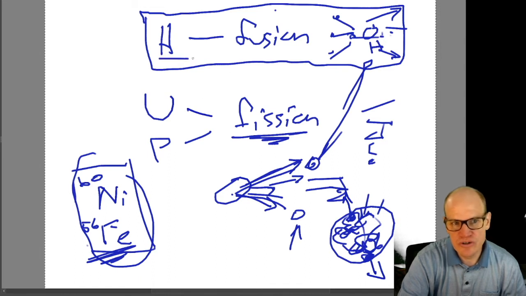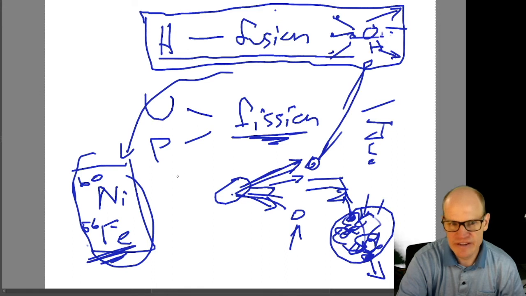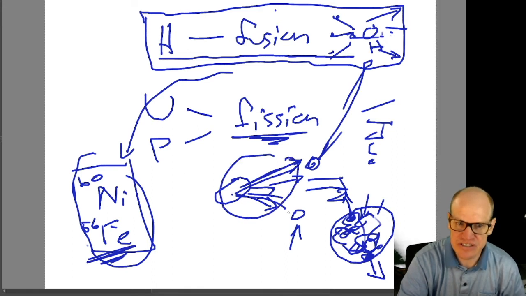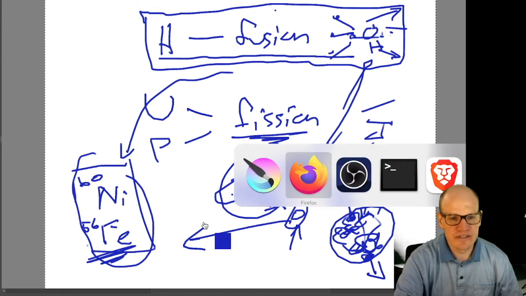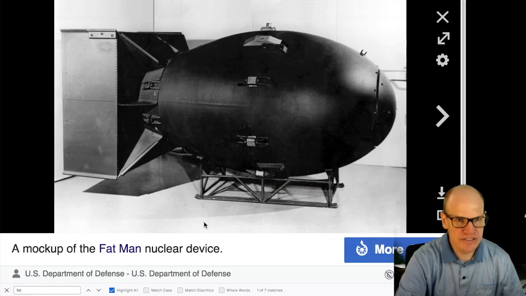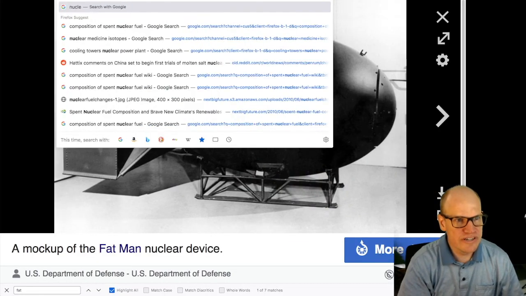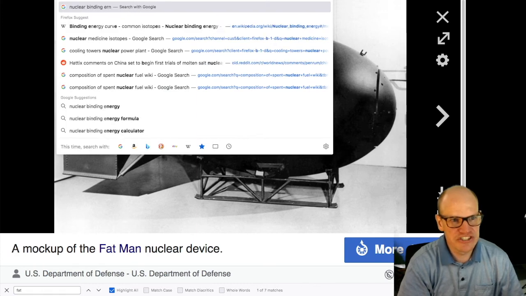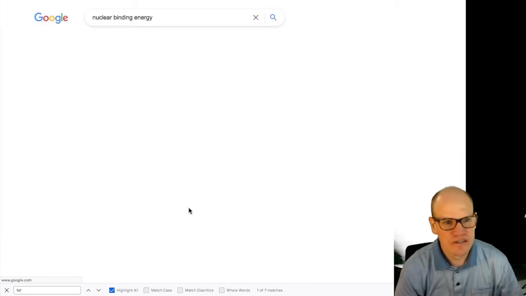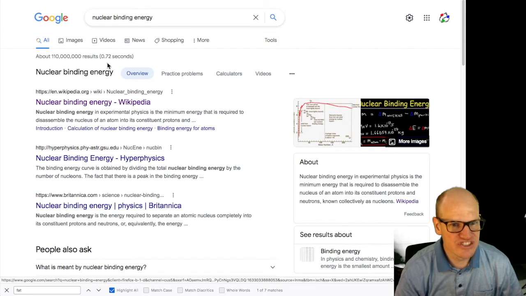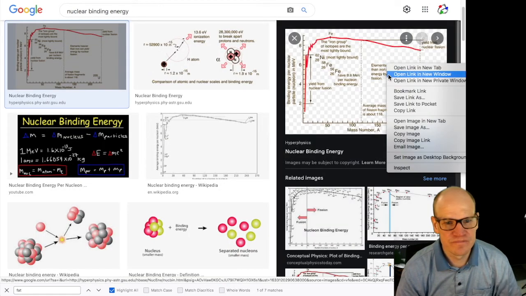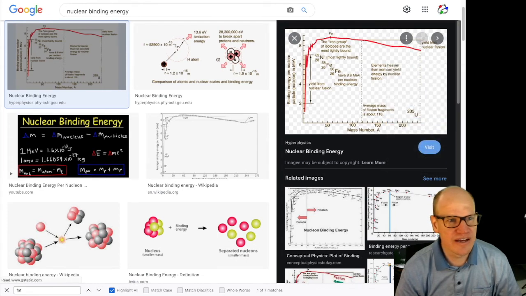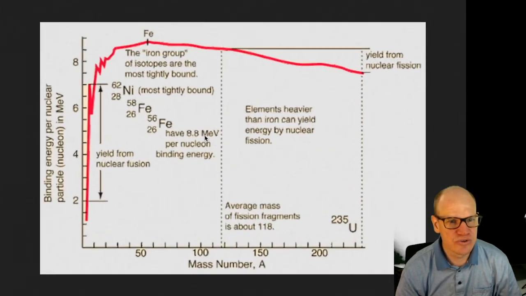So you can extract energy through fusion until you produce iron. And you can extract energy from fission until the daughter particles are iron. There is a graph of this, the nuclear binding energy plot, and it looks like this one right here. So we'll open that in a new tab. Here's our amazing nuclear binding energy plot.